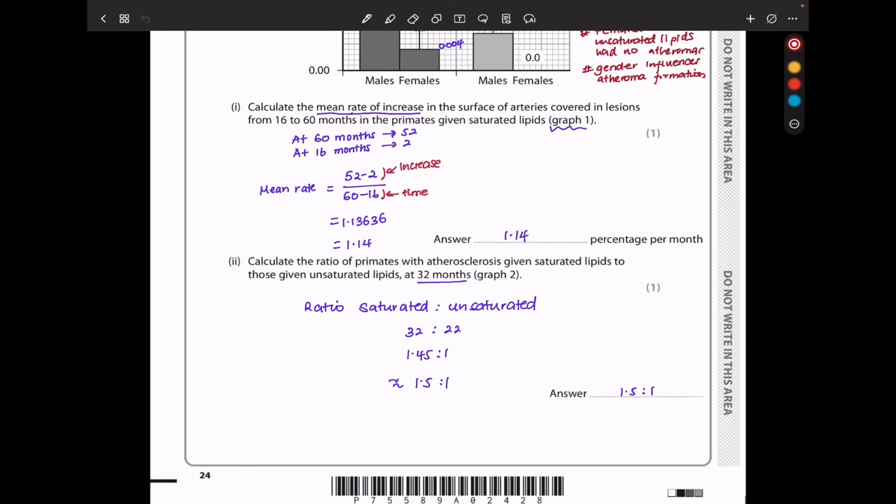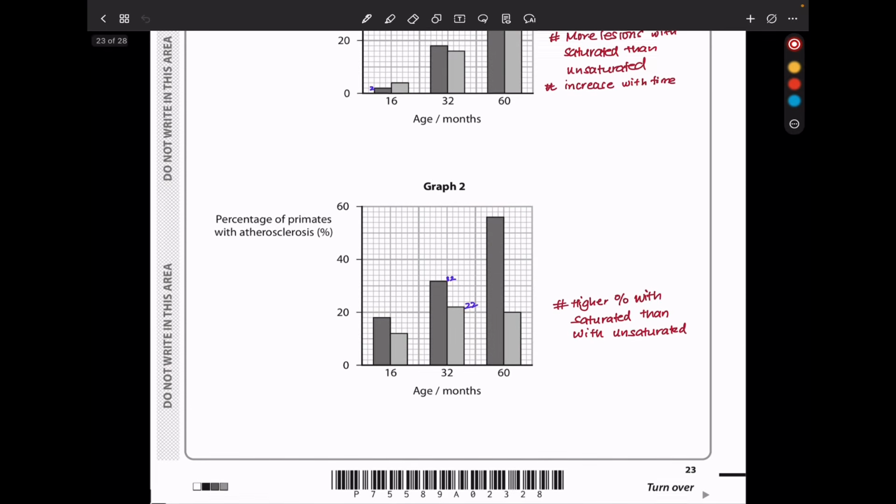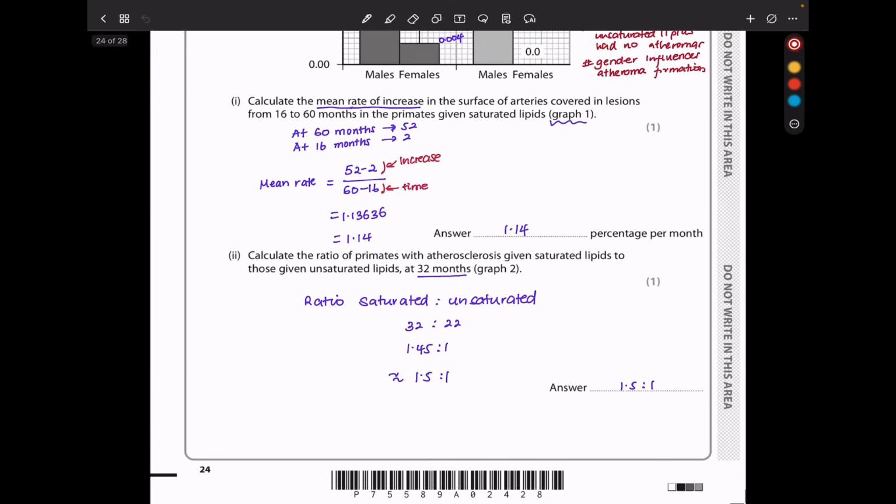And next they say calculate the ratio of primates with atherosclerosis given saturated lipids to those given unsaturated lipids at 32 months. This is from graph 2. From graph 2, at 32 months, this is going to be 32 and this is 22, if you can look at the vertical scale clearly. So in our calculation here, the ratio is going to be 32 to 22, which is 1.45 to 1, rounding off to 1.5 to 1 as the ratio.